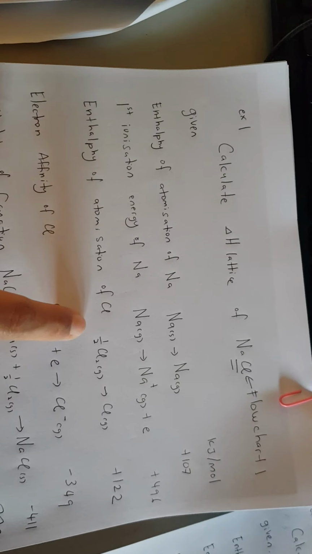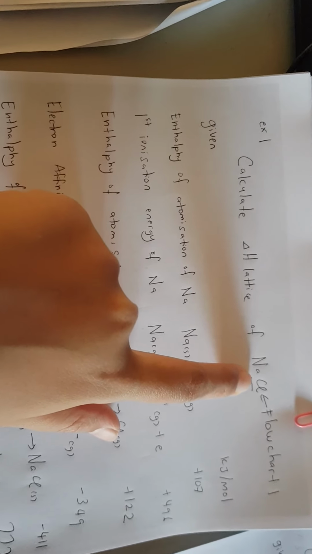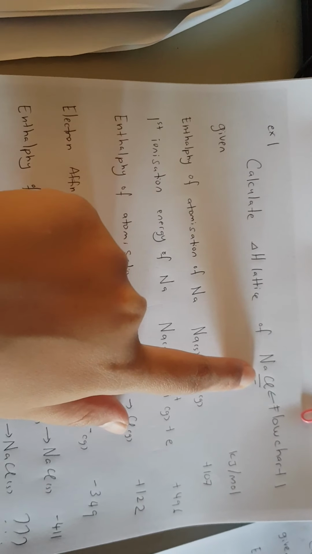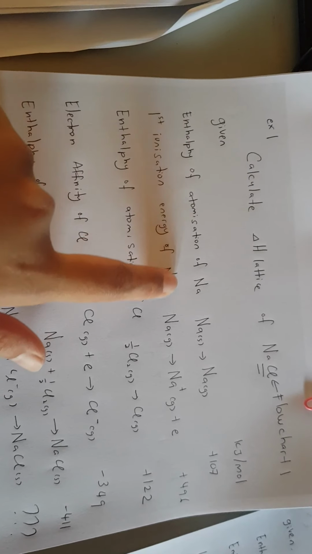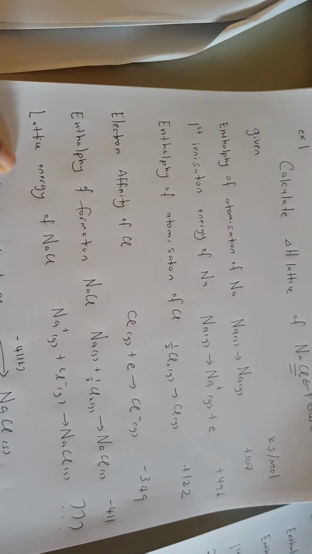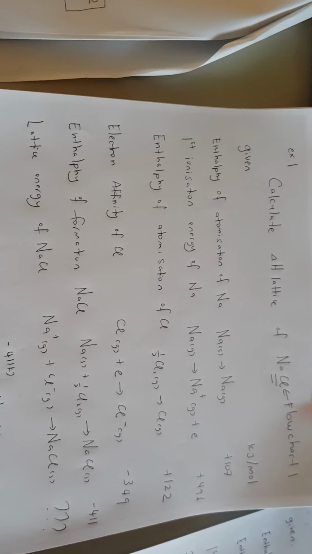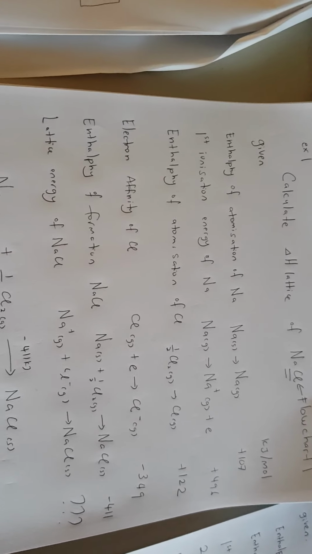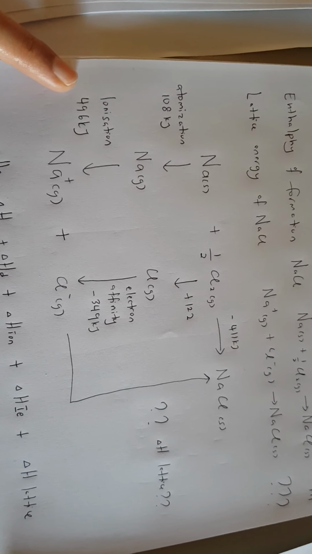Calculate the lattice energy of NaCl. So NaCl, this one just one, so you use flowchart one. Given the data of atomization, ionization enthalpy, electron affinity, and formation. The question asks you to calculate the lattice energy. Class, you need to make the flowchart, and this flowchart will give you a total of 5 marks.